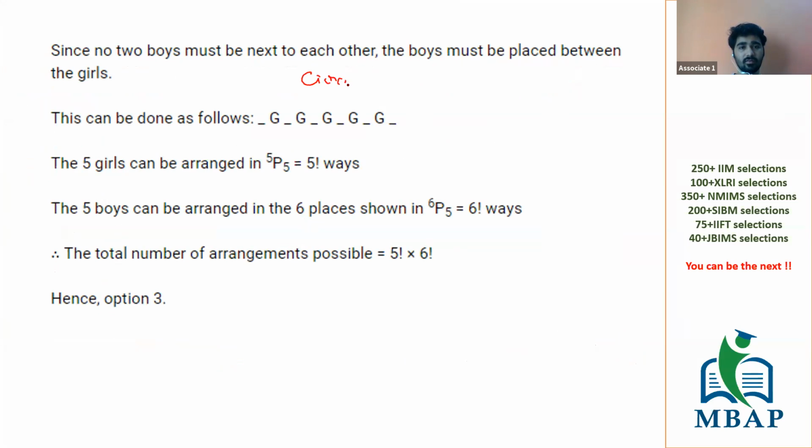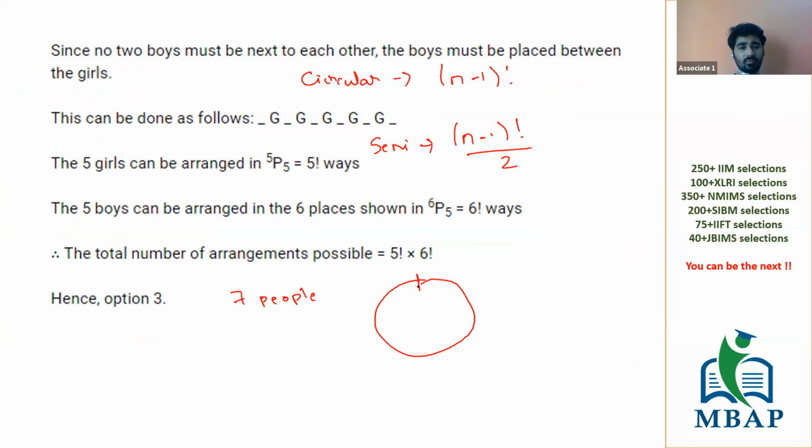So circular arrangement is n minus 1 factorial. Semicircular is n minus 1 factorial by 2. Whenever you have, say, 7 people sitting on a table, these 7 people can be arranged in n minus 1 factorial ways. And whenever you have half a circle, then it can be arranged in n minus 1 factorial upon 2 ways. Remember the formula.